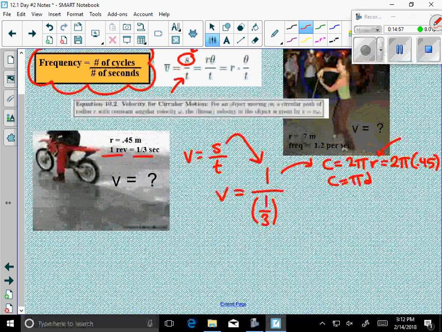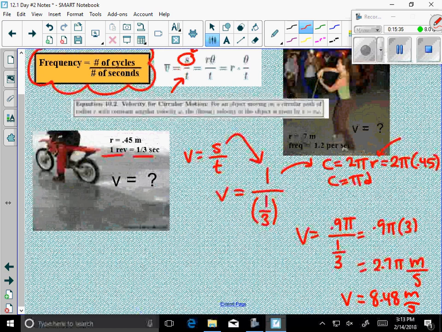2 times 0.45 is 0.9. So our velocity in this case is 0.9 pi over 1/3, which is equivalent to 0.9 pi times 3, right? The reciprocal of 1/3 is 3. And 3 times 0.9 is 2.7 pi. That would be in, I believe, meters per second. If you wanted an actual numerical answer as opposed to this exact answer including pi, you could write out to 2 decimal places, 8.48 meters per second. That's angular velocity. All we're finding is distance over time.